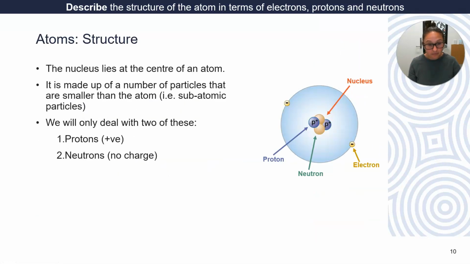Now, can you see where the protons live? They live in the nucleus. So the atom has a nucleus and then shells. Protons live in the nucleus, which is the middle bit, because the electrons all whiz around.